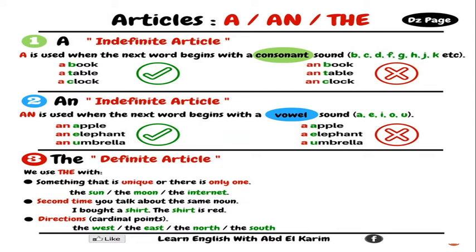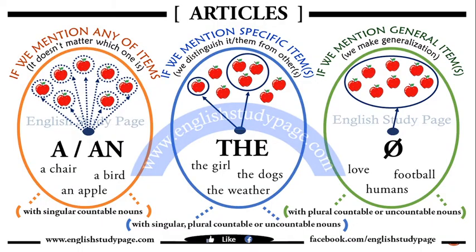But definite article 'the', we use with something that is unique, or there is only one in the world: the sun, the moon, the internet. The second time you talk about the same person or noun, for example, I bought a shirt. The shirt is red. So we have to use article 'the' before that. Directions: the west, the east, the north, the south.